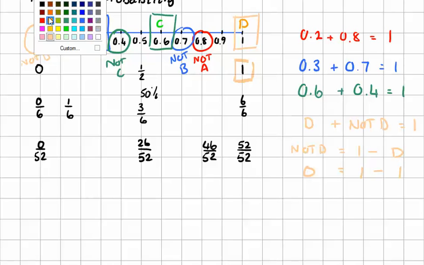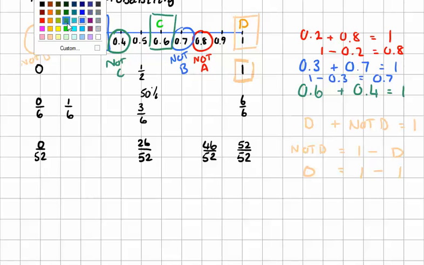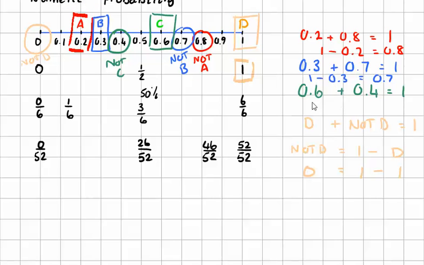In the same way with these other ones, 1 minus 0.2 is 0.8. 1 minus 0.3 was the 0.7 that we worked out. And finally, for C, 1 minus the 0.6 that we know gives me the 0.4 that we wanted to know. All right?